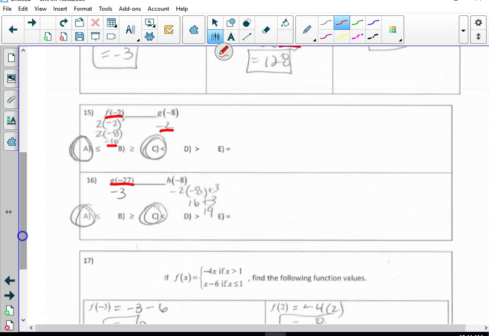Okay? You plug this into G, you get -3. You plug this into H, you get 19. Well, which one's bigger? Clearly 19. So you're going to do A and C.